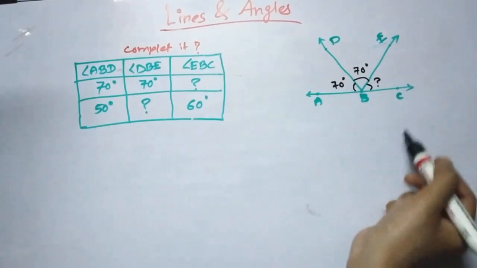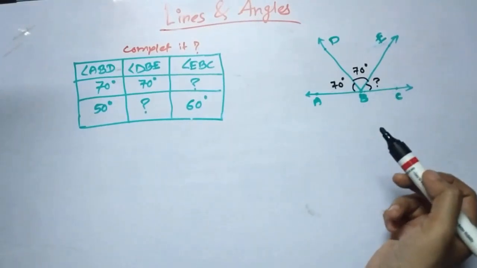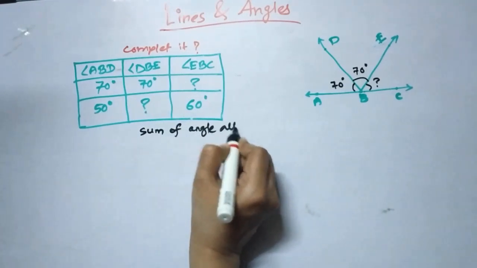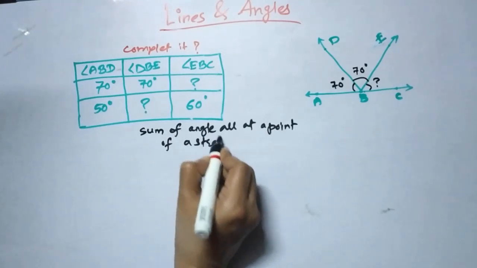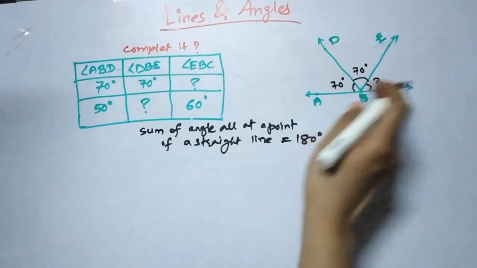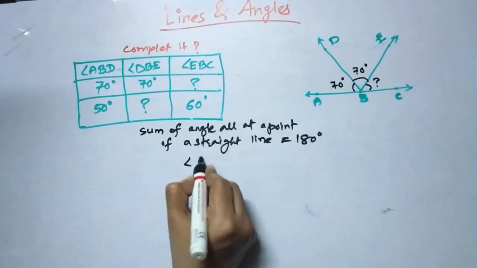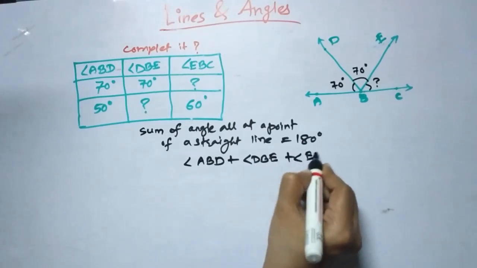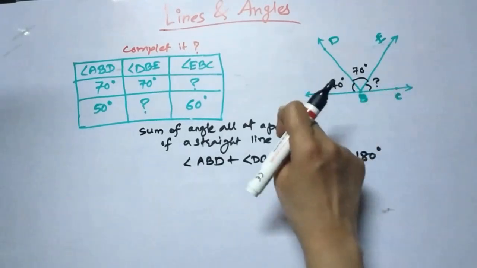So friends, as these angles are given, the sum of all angles at a point on a straight line is going to be 180 degrees. So we'll write down angle ABD plus angle DBE plus angle EBC is going to give 180 degrees, because they all are at a point on the straight line and these are forming 180 degrees.